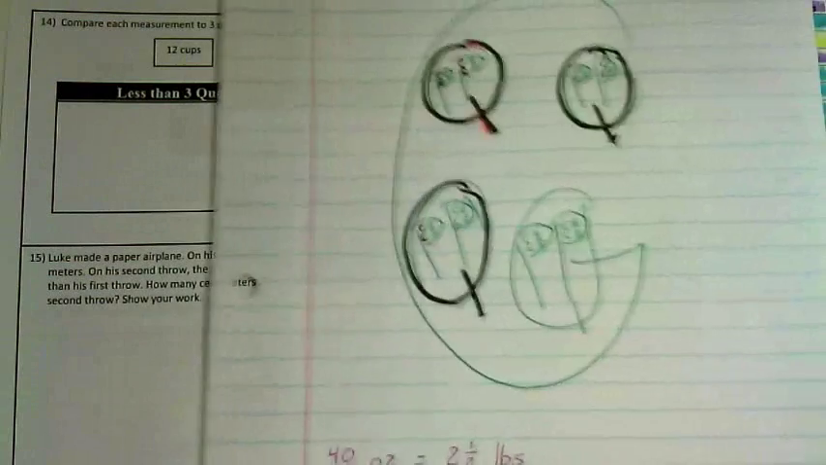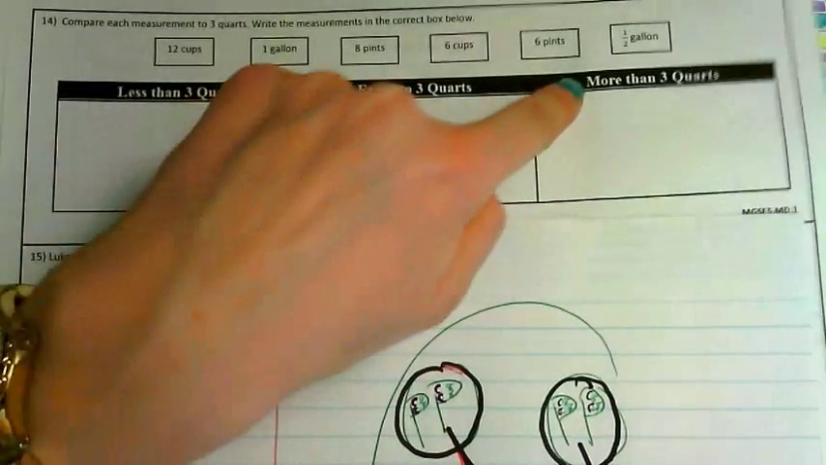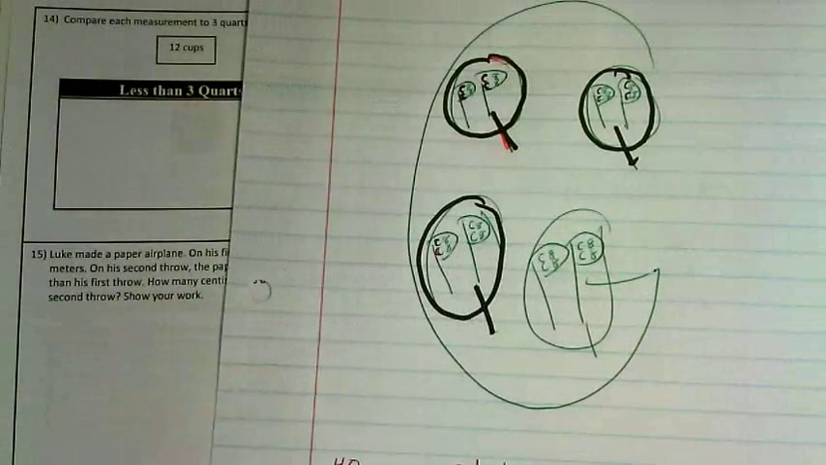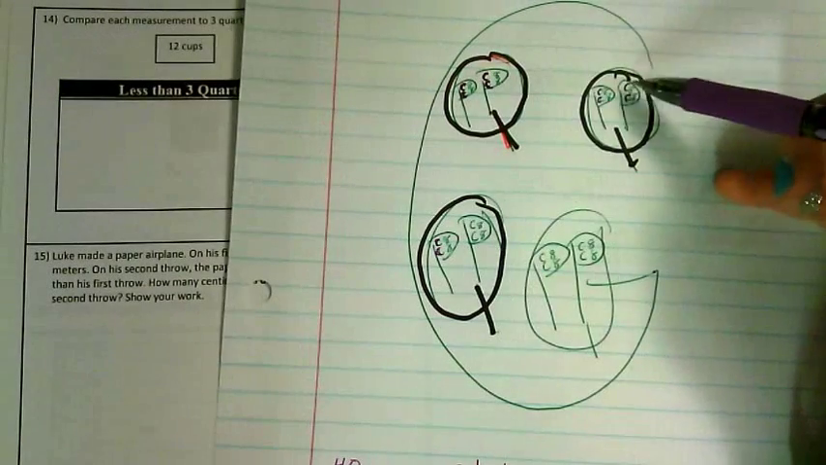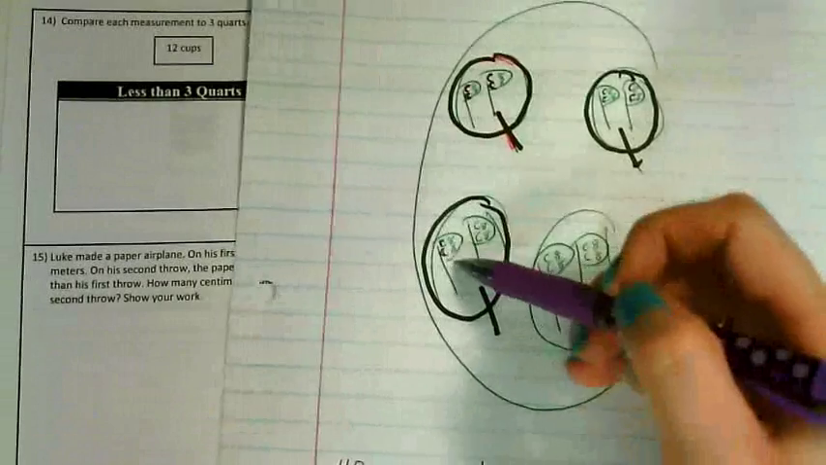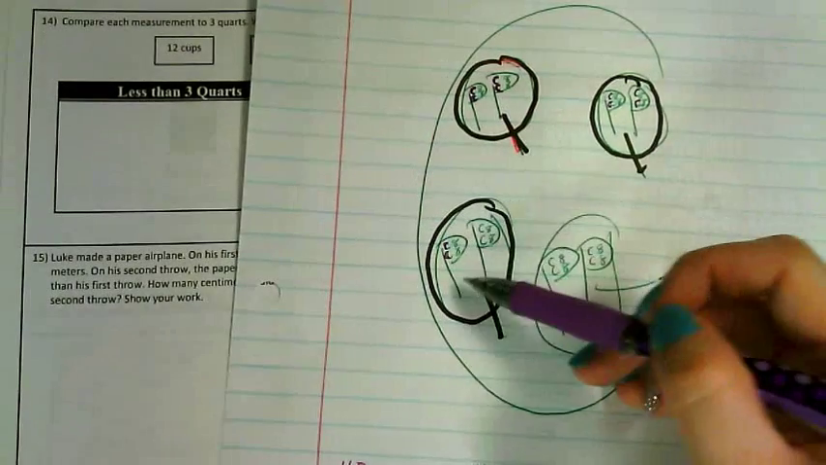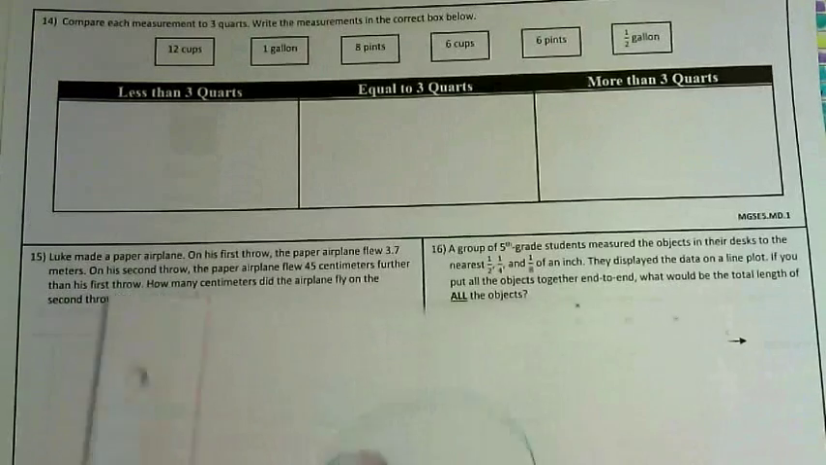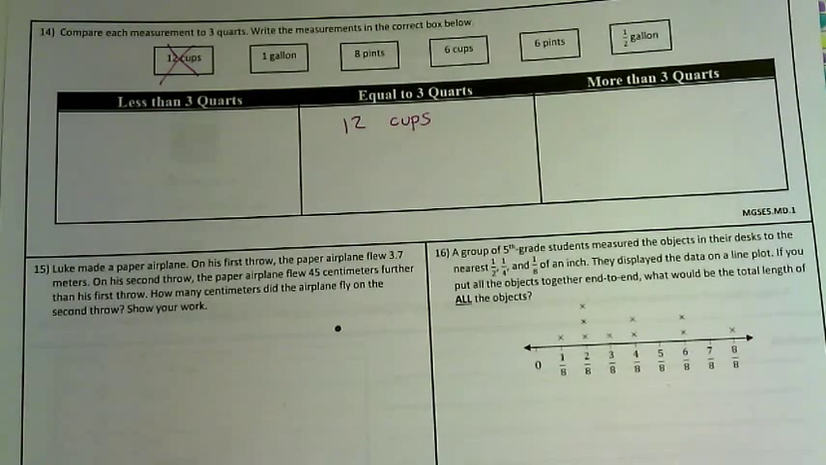Let's look at the first one. The first one is 12 cups. I can either say that it's less than, equal to, or more than 3 quarts. So let's find our 12 cups. We've got 1, 2, 3, 4, 5, 6, 7, 8, 9, 10, 11, 12. 12 cups fills in 1, 2, 3 quarts, which means that 12 cups is equal to 3 quarts. So I'm going to put 12 cups right here in the equal to section, and then I'm going to cross it out because I've already sorted that one.